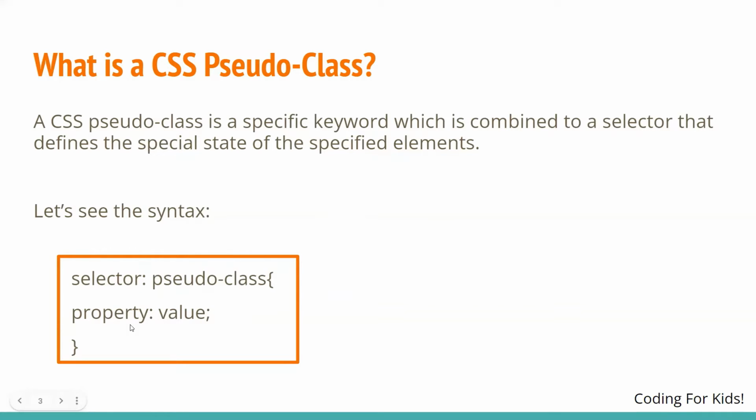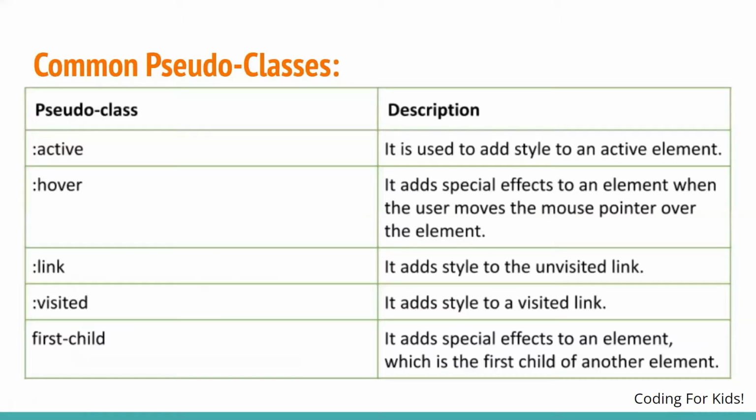So let's look at the common CSS pseudo classes. We have active, and this is used to add style to an active element. For example, if we had a link, basically this pseudo class would add CSS right when you're clicking on that link, because right then the link is active, it's working. Then we have our hover pseudo class.